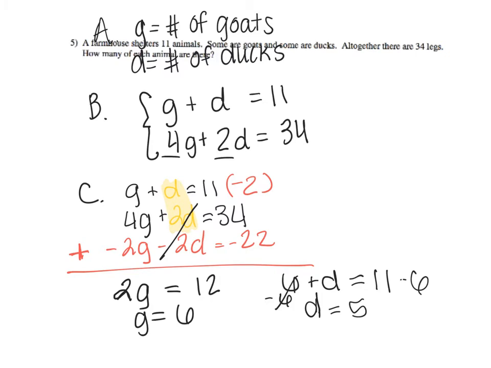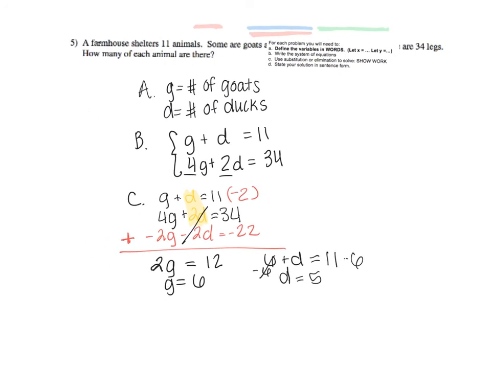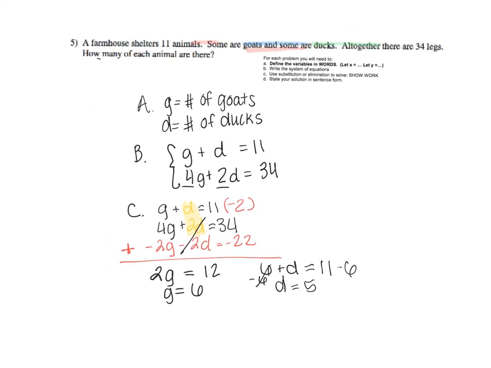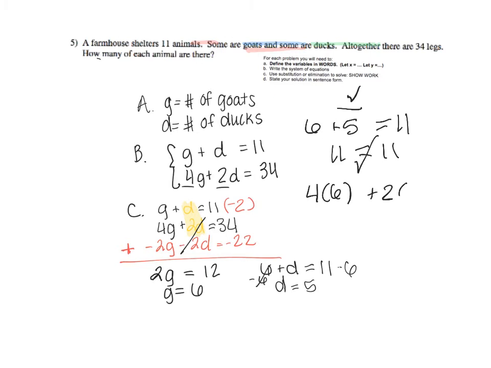Lastly, I will check here. So my check I'll do over here, and into the first equation I'll put a 6 for G. 6 plus 5 for D equals 11. 11 equals 11. That checks. And then 4 times 6 plus 2 times 5 equals 34. Got 24 plus 10 equals 34, and 34 equals 34.